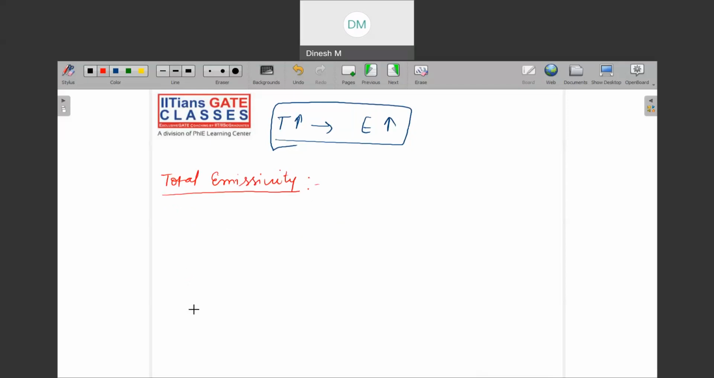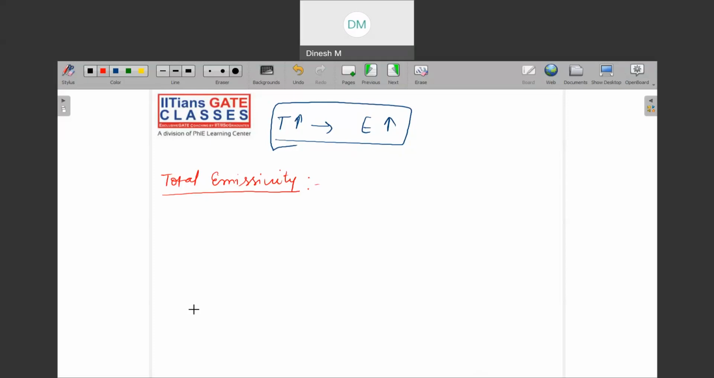Maximum, or what I can say, that it will be emitting maximum power from its surface, right? So this is a black body. Then, every body which we see in nature is not a black body. Then how do we find the emissive power for a non-black body? So this is the emissivity, which will help us do this job.